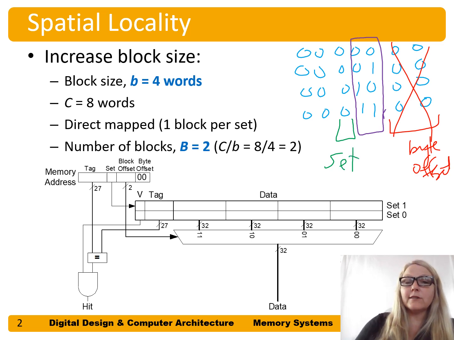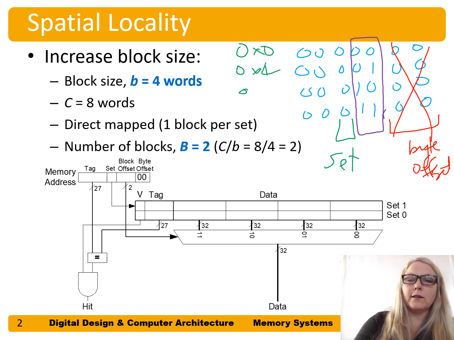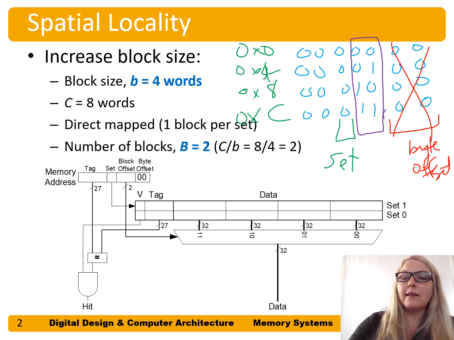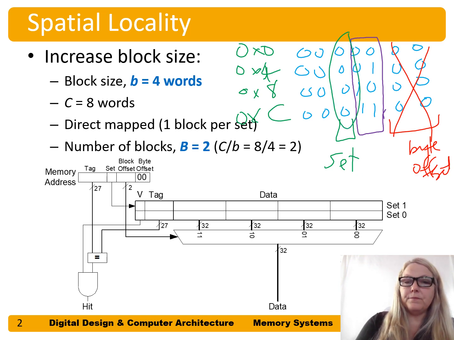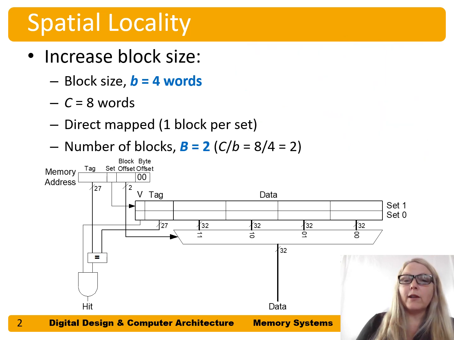These addresses, again hex 0, hex 4, hex 8, and hex C, all map to the same set. You can see they all map to set 0, but the block offset is different. No matter which one of those I access, I'm going to pull in that entire block. So addresses 0, 4, 8, and C. I'm not drawing the data, I'm just drawing the memory addresses. Each of these addresses would get pulled in.